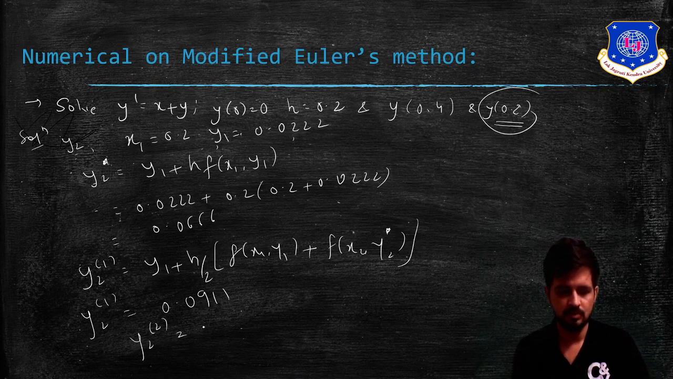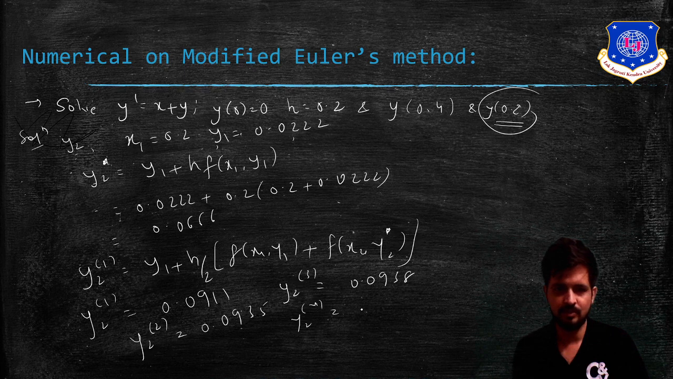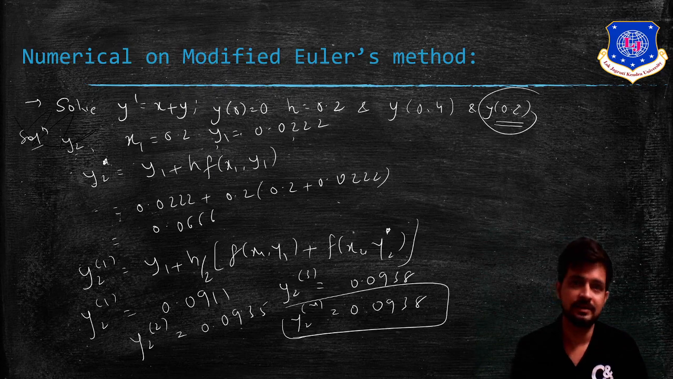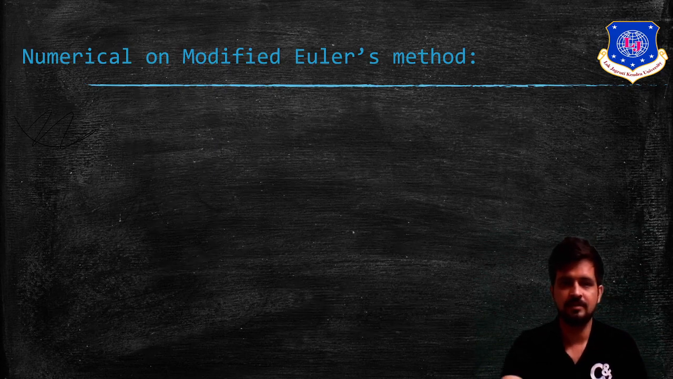then y22 is 0.0935, y23 will be 0.0938, and again y24 will be the same, 0.0938. So this is our final answer. See, you can see here that we are continuously finding the approximations until we get the exact value. So in this way we can reduce the errors that are present in the Euler's method. Fine.